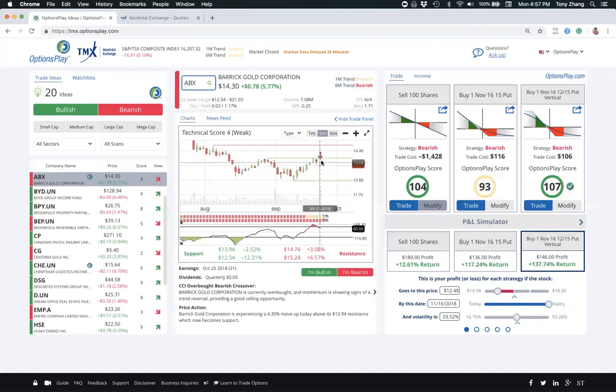Now, this is just for illustrative purposes. This is by no means a solicitation to trade this stock, nor do I necessarily even have a view on the stock. I'm just simply putting this out for educational purposes.